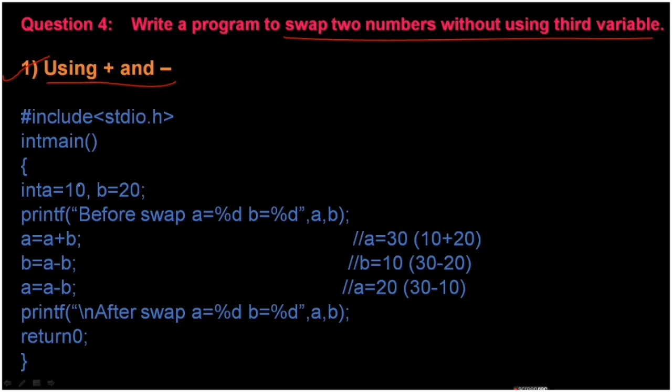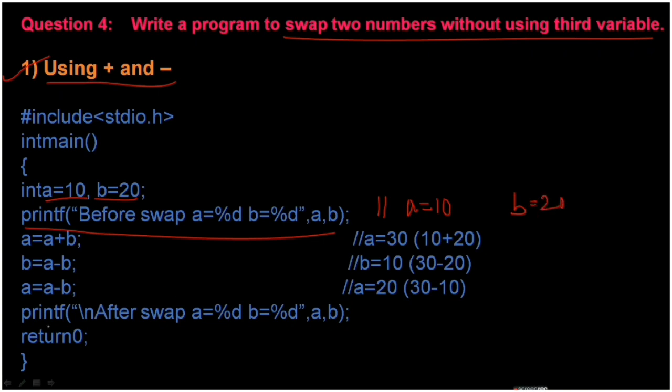Okay. So here we will take int A is equal to 10 and B equal to 20. Let's suppose that we have taken the two variables A and B, to which we can assign any number. Here we have assigned 10 and 20 of integer data type. So we will print before the swap. This statement will print A is equal to 10 and B is equal to 20.